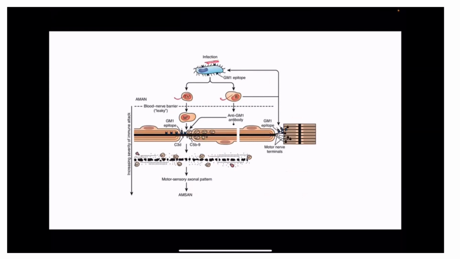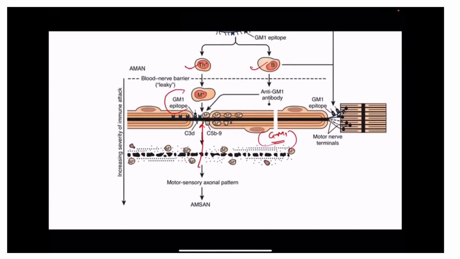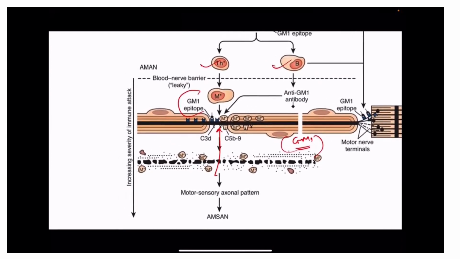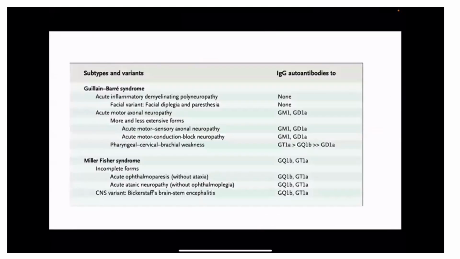Typically AMAN will affect your GM1 epitope, or the GM1 ganglioside, which is present at the nodes of Ranvier. They've shown the GM1 epitope beautifully in this figure. So the GM1 epitope at the nodes of Ranvier will get affected. Whereas AMSAN typically affects GD1a. As I told you, we need to remember certain variants. This is AIDP, the most common variant; there is no name for its typical antibody. For AMAN and AMSAN, what you have to remember is GM1 antibodies and GD1a antibodies, as we have seen in the diagram.